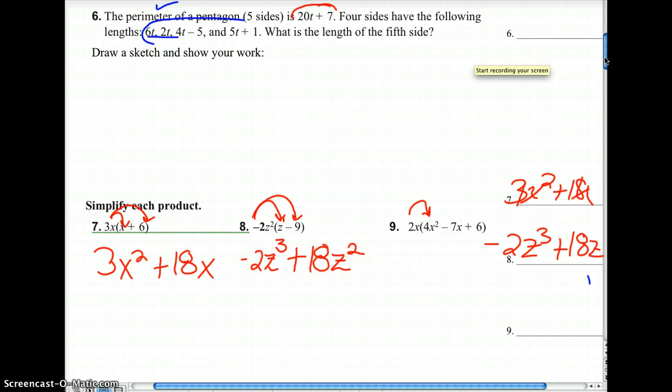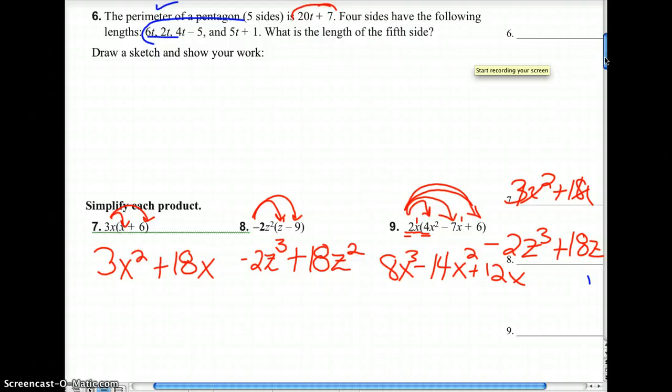Next one, I'm going to distribute or hop this 2 in, hippity-hoppity, distributive property. Hop it on in. My out fronters are 2 times 4, which is 8. And then I would have 3 x's. When I multiply those, I'd have a minus. 2 times 7 is 14. And then I'd have x times x is x squared. And on the tail end, I'd have a plus 12, and there's the x in my answer also. So for number 9, I'd have 8x cubed minus 14x squared plus 12x.